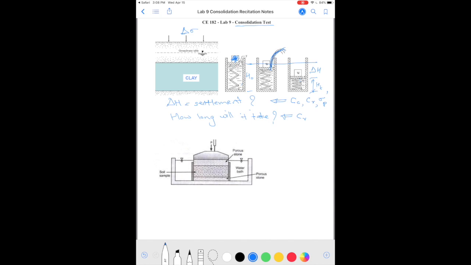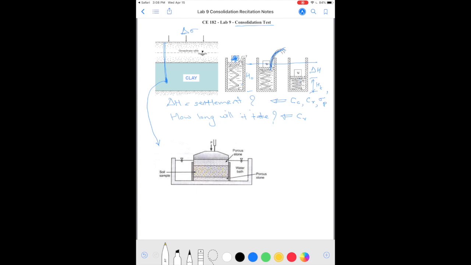So imagine that we drill a hole in this ground and retrieve a small soil Shelby tube or a soil sampler and bring it to the lab. And you will see in the lab video how a sample could be extracted. So we take a small sample which is in a relatively undisturbed state, and that goes here.